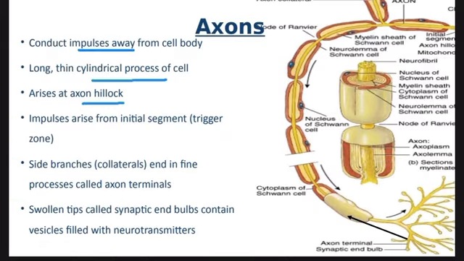It usually involves the initial segment that we talked about a moment ago, or the trigger zone as we call it, because you need enough action potential to get the trigger. They usually make side branches, which we call collaterals, ending in fine processes called axon terminals.